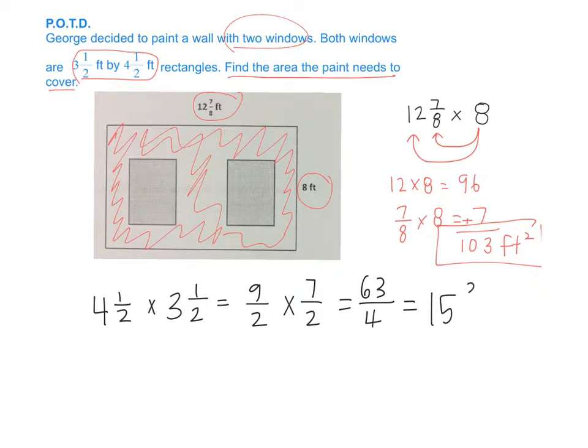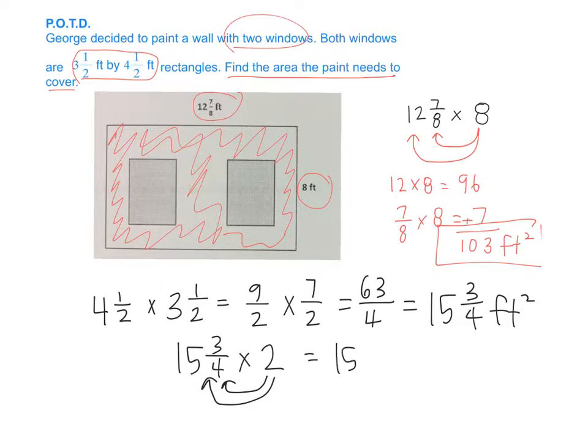15 and 3/4. Now that's for one window, right? So I have to multiply that by? So I have to do 15 and 3/4 times 2. Can I use the distributive property here? I could do 15 times 2 and then 3/4 times 2, right? 15 times 2 plus 3/4 times 2.